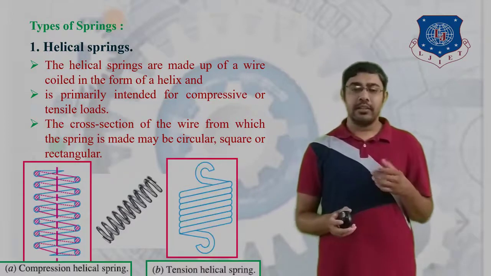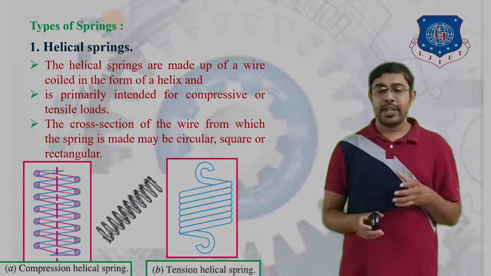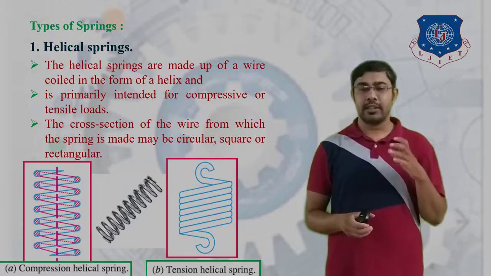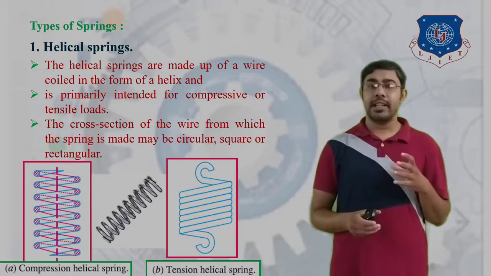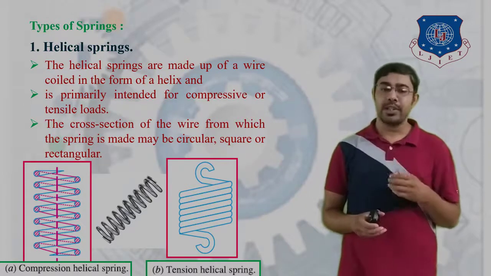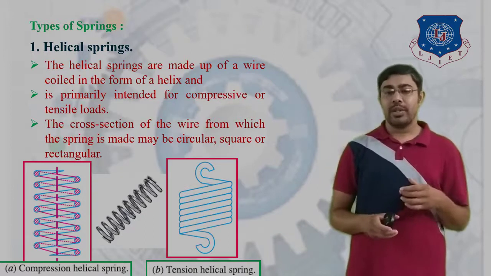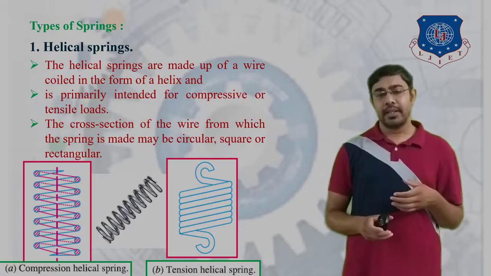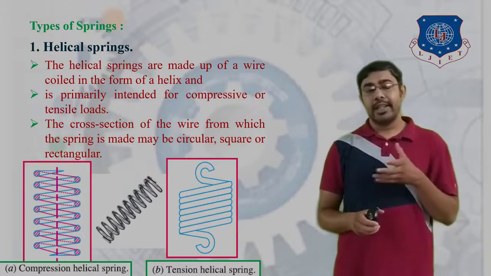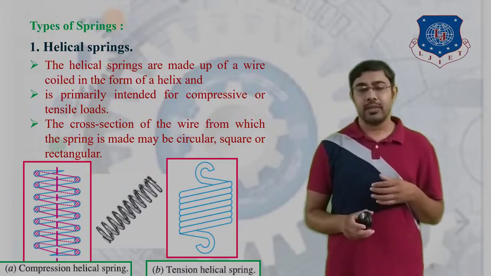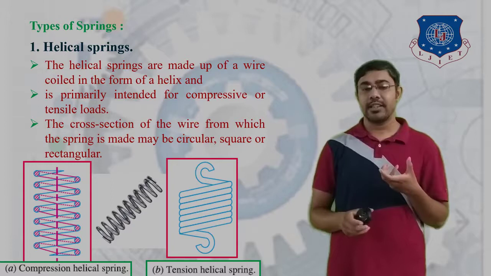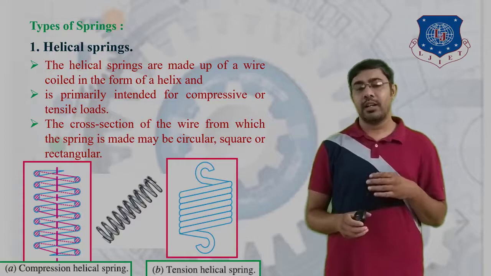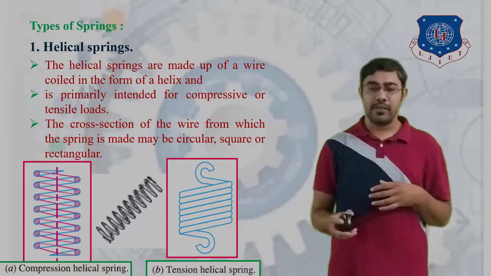So there are no restrictions; the cross section of the spring wire may be circular, square or rectangular. The figure shows a compression helical spring. You can see that figure A shows the compression helical spring. As a helical spring is primarily intended for compressive or tensile loads, for the compressive load the compression helical springs are used, and for the tensile load the tension helical springs are used. You can see both springs in the figure.